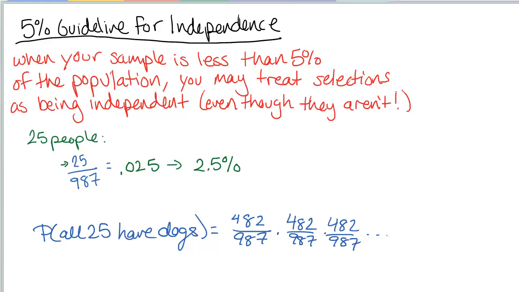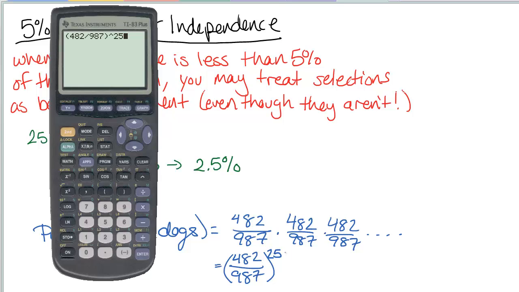Now we don't really want to write all this out, right, because there's 25 of these. So this is 482 out of 987 raised to the 25th, right, multiplied by itself 25 times. Be careful when you're entering this into your calculator. If you don't put parentheses around the fraction, that 25th power will only go on the 987, and you might be ending up with the wrong answer. So I'm telling it to compute this fraction and then take that entire quantity and raise it to the 25th power. Another thing that we'll see happening here is that the answer we're getting, this is actually scientific notation.